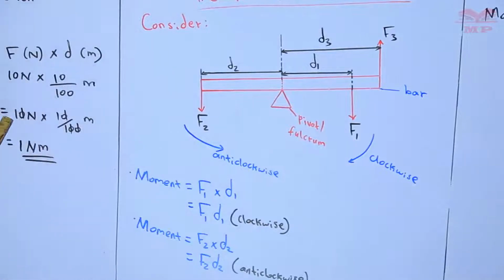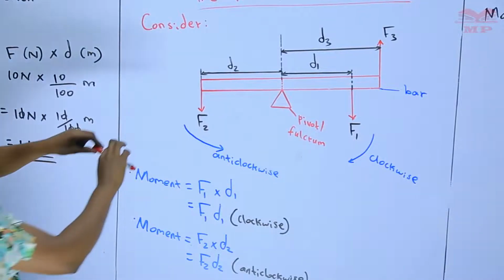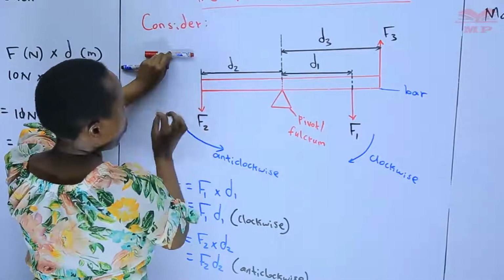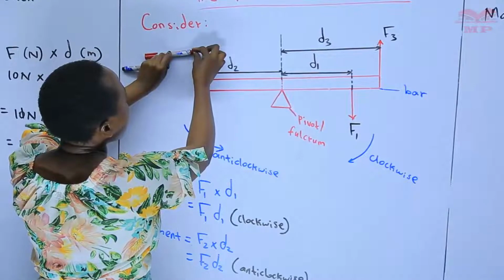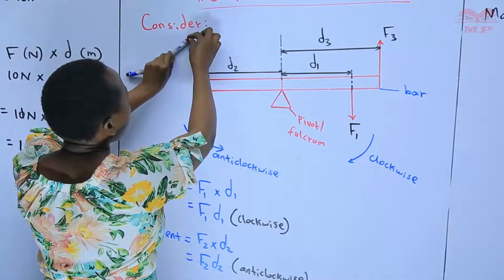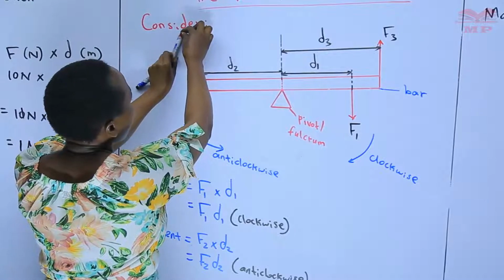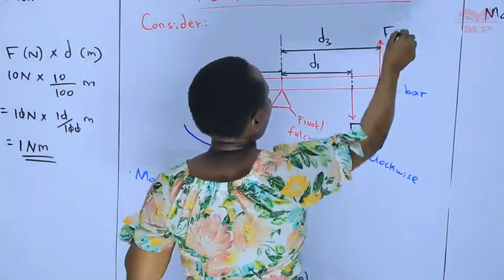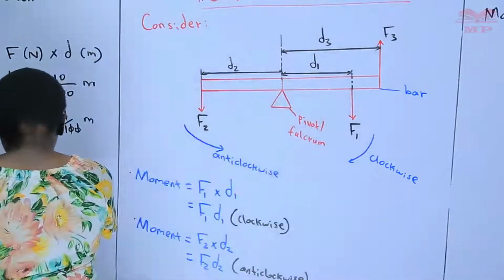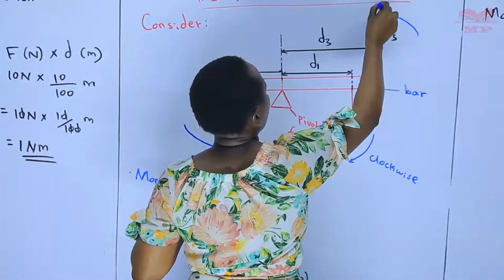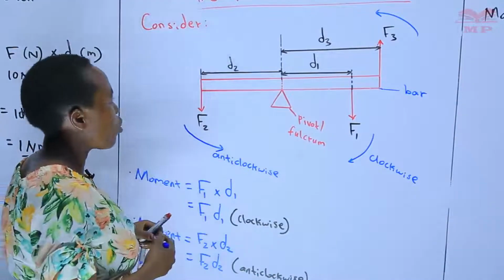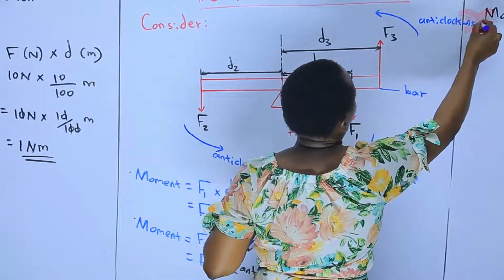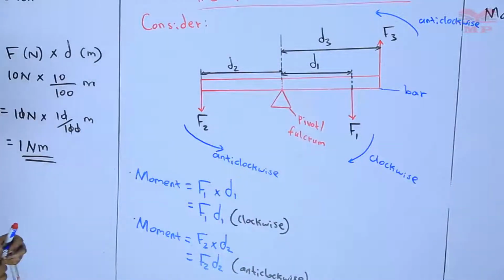Now, if we have such a bar and we have a force, this is what we have. Here is the pivot. So if we apply an upward force at this point here, how will it turn? So you can see how it turns. Which direction is this? It will turn in anti-clockwise direction, this way. So we can say this is anti-clockwise. So make note of that.